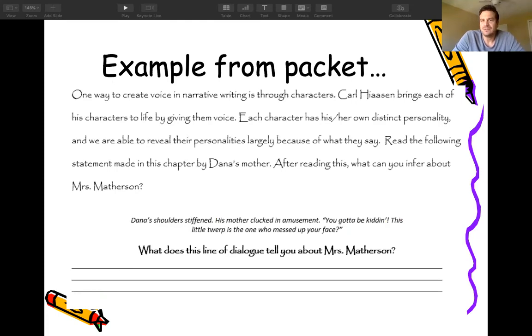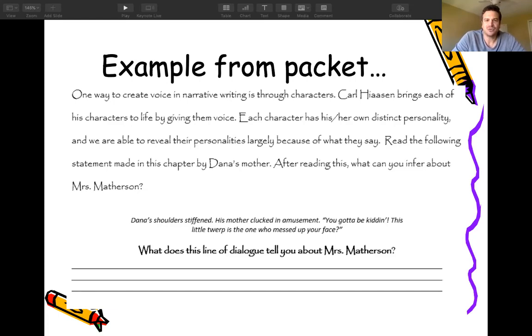One example of voice was when, think about this statement from Dana Matherson's mother when Roy goes to drop off his apology letter. After you read this, I want you to think about what you can infer, or what kind of conclusions you can come to about Mrs.